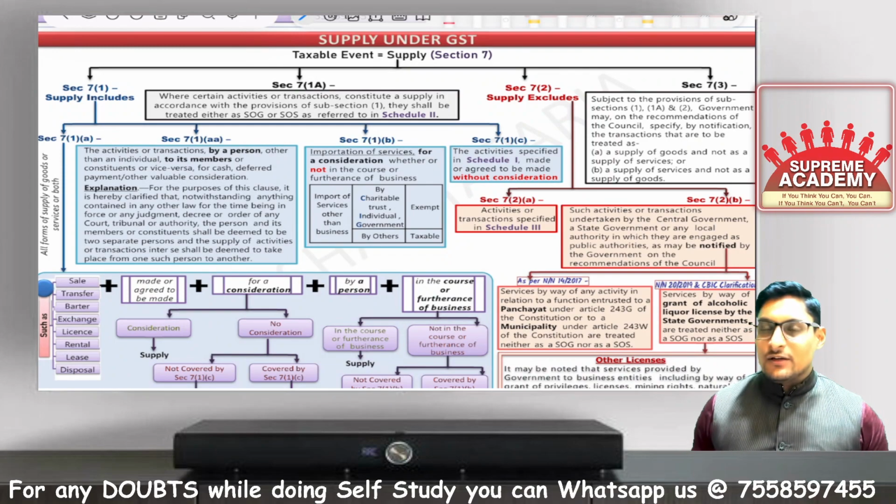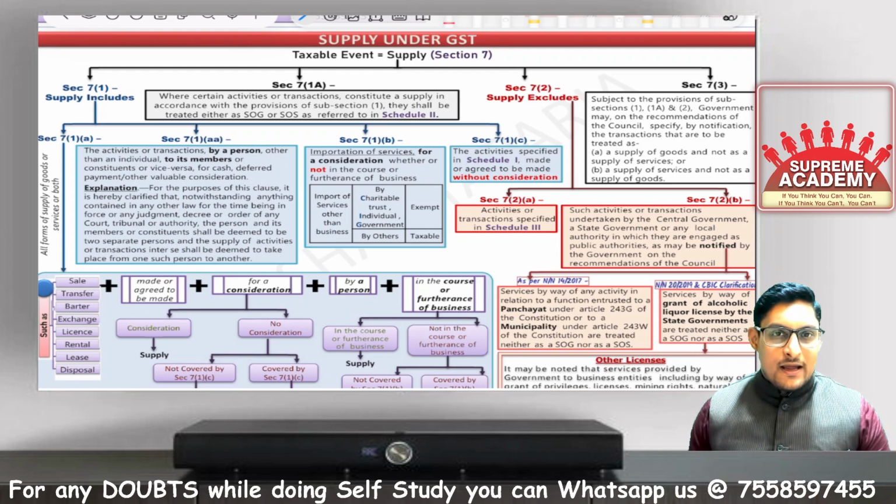So today we are going to revise the topic supply. Yes, the topic supply. So when we are talking about the word supply, what do you mean by that? What do you mean by supply?